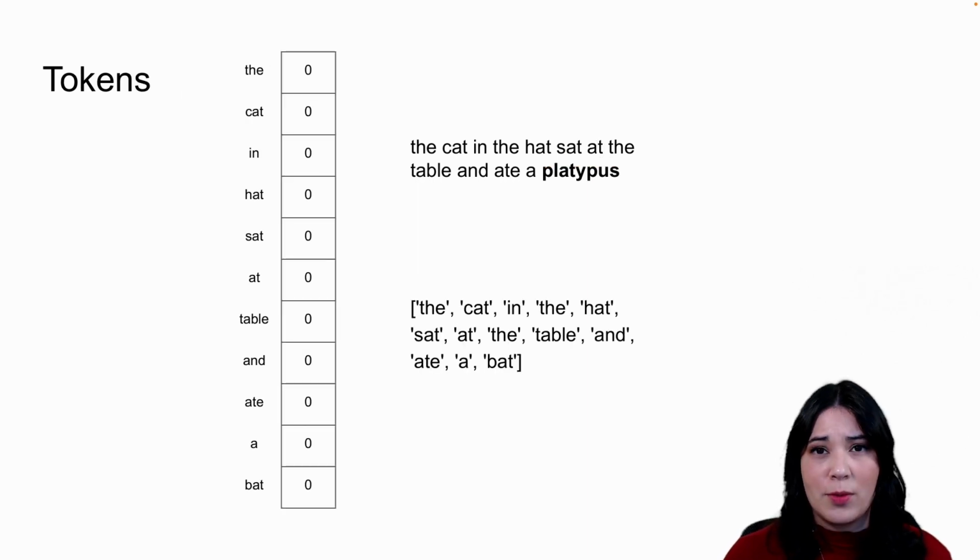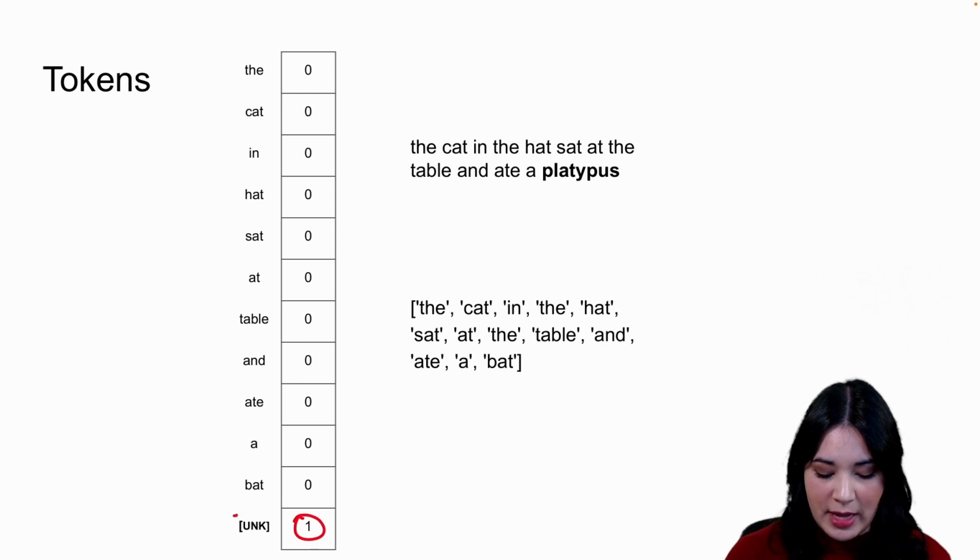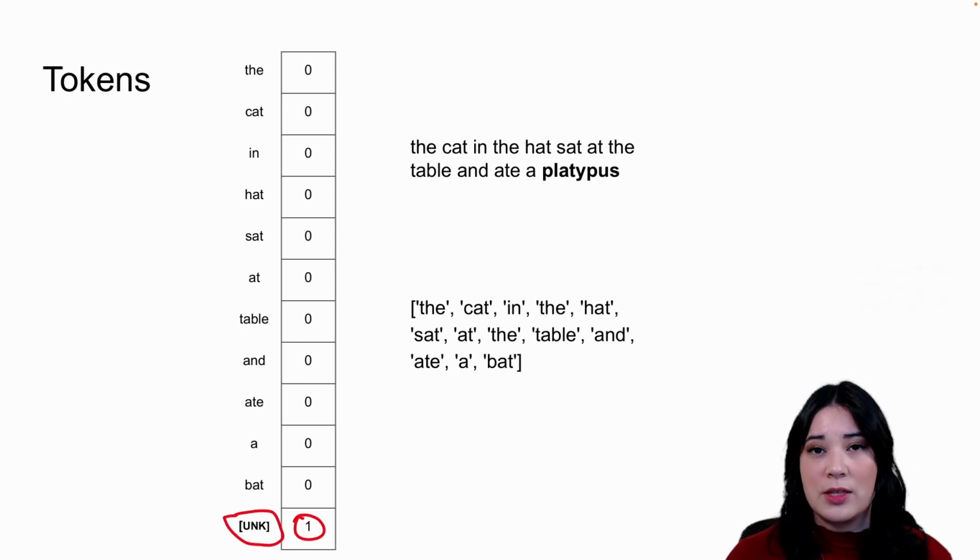So if we have the word platypus now, and this isn't a word that is represented in our one-hot encoded vectors, how do we encode this new word? Well, the short answer is we really can't. There's no entry in this vector for the word platypus, so we don't have a way of telling a computer that that's the word that is occurring here. What we can do is we can add a new token or entry that represents an unknown word, something that we're not familiar with that's not in our vocabulary. Here we have a 1 here with this unknown token that indicates to us that we do have a word here, but it's not a word that is in our vocabulary.